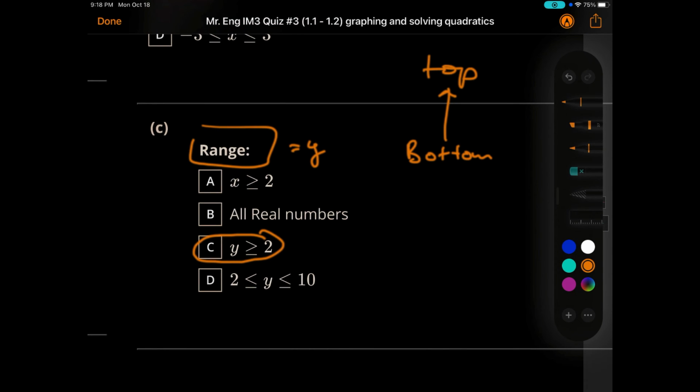You'll notice it has the y. You would not want this one because it has the x. So that's trying to trick you there. This would be the domain, which we don't want. And this would be a graph that kind of just stops, and you don't realize that it should have arrows. That's what the graph is missing, or why D is wrong.